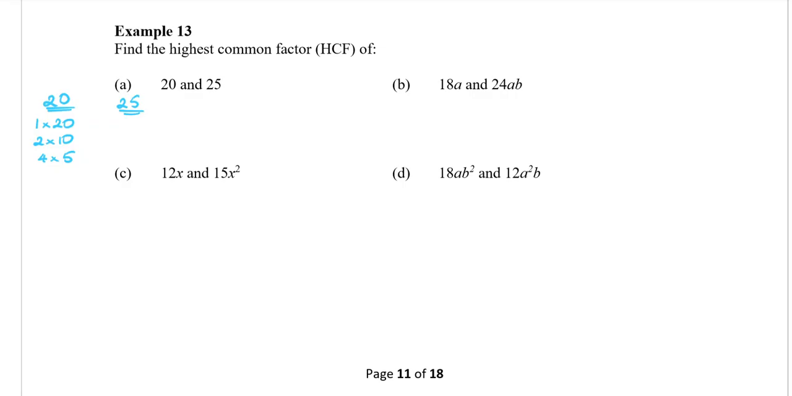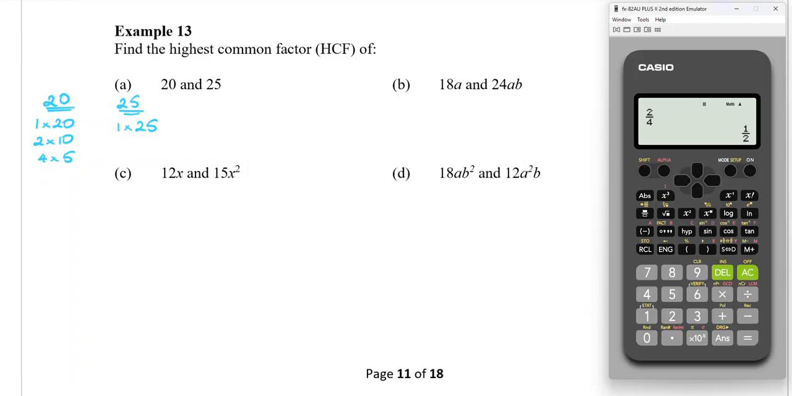Then I go to 25. I go, what are all the factors of 25? I could go 1 times 25. 2 doesn't work, 3 doesn't work, 4 doesn't work. And if you're not sure if a number works, you get your calculator and you go, oh, 25, can that be divided by 2? No, that gave a decimal number.